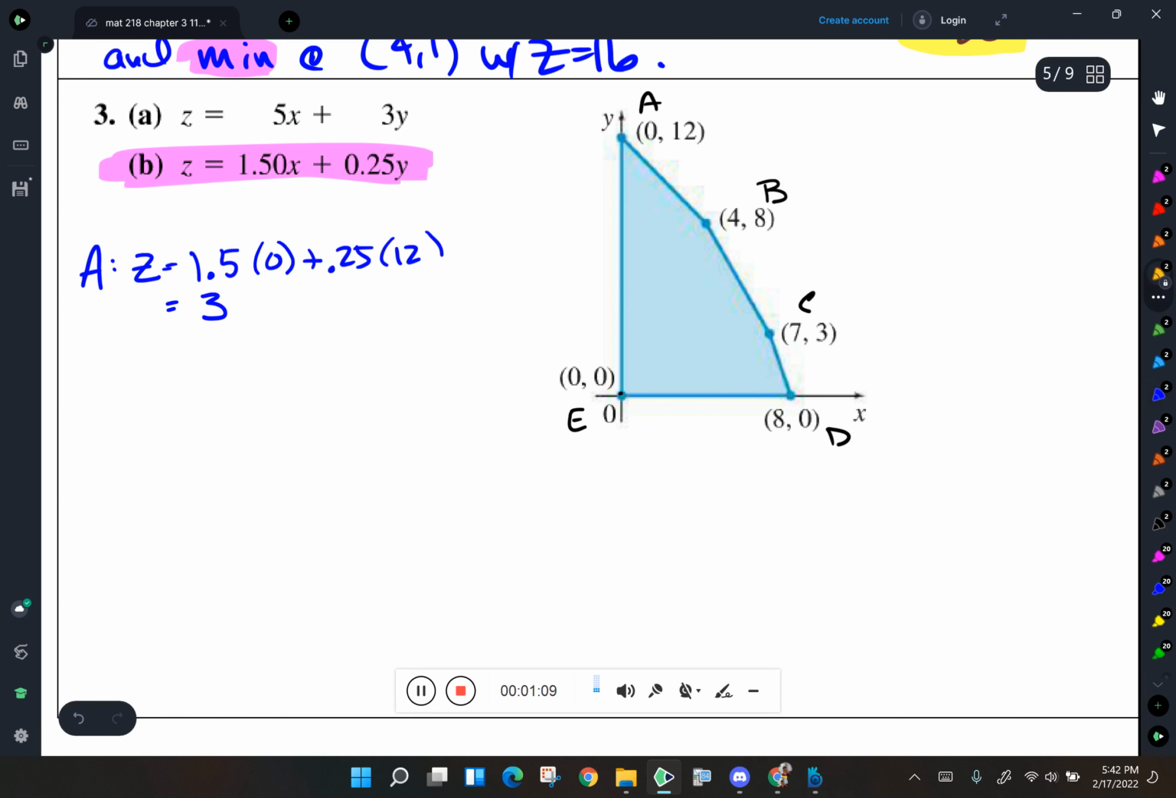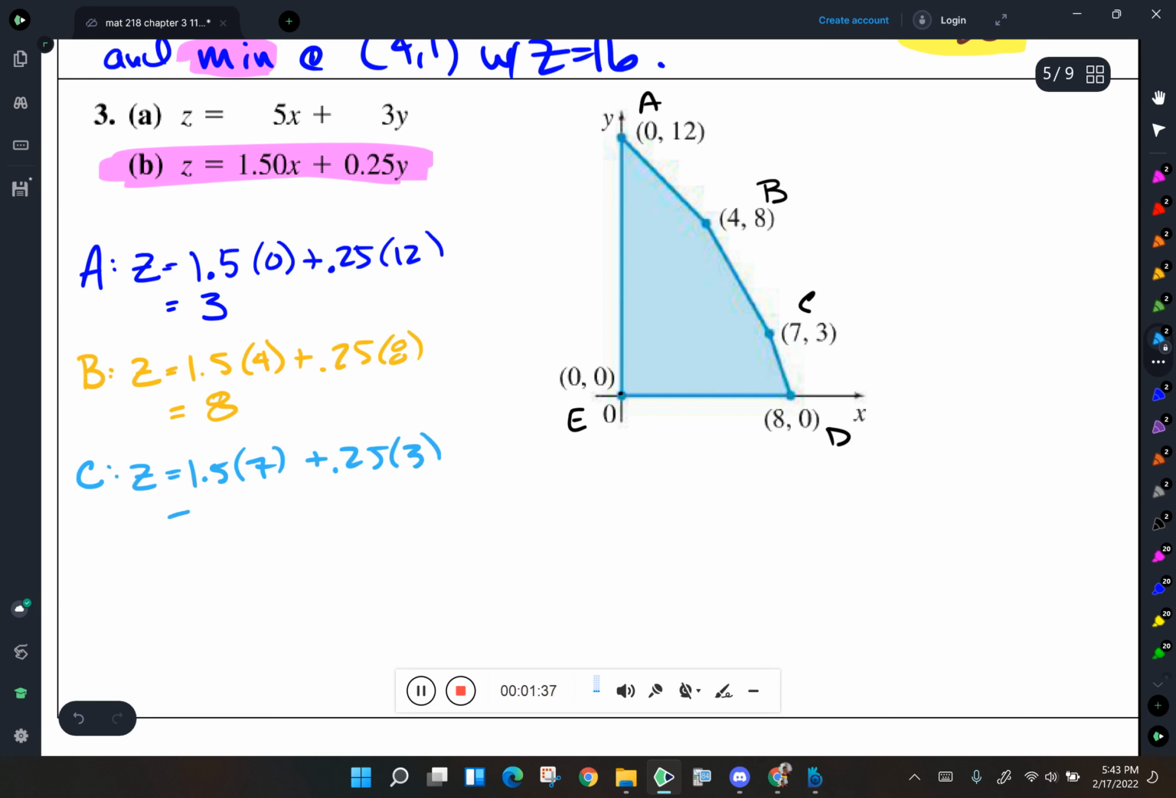And then I'll find the value of the objective function at B. So z is equal to 1.5 times 4 plus 0.25 times 8. 1.5 times 4 is 6. 0.25 times 8 is 2. 6 plus 2 is 8. Now I'll find the value of the objective function at corner C. Z is equal to 1.5 times 7 plus 0.25 times 3. Let's see, I'm going to need a calculator for that. So where's my calculator? There it is. 1.5 times 7 plus 0.25 times 3, and I get 11.25.